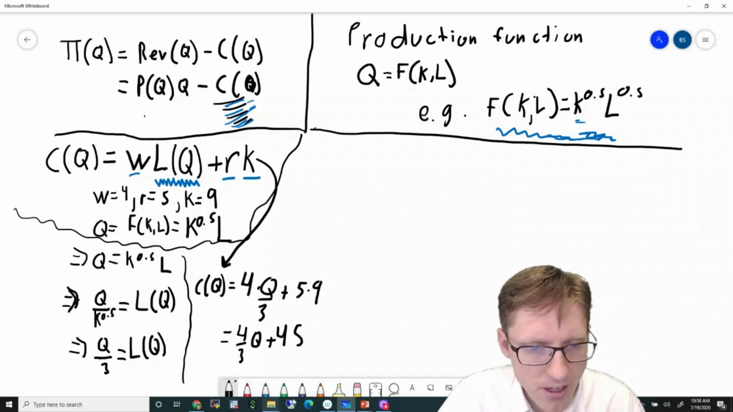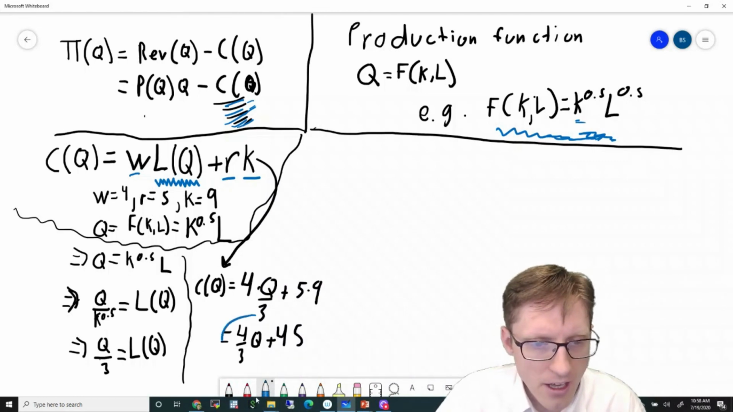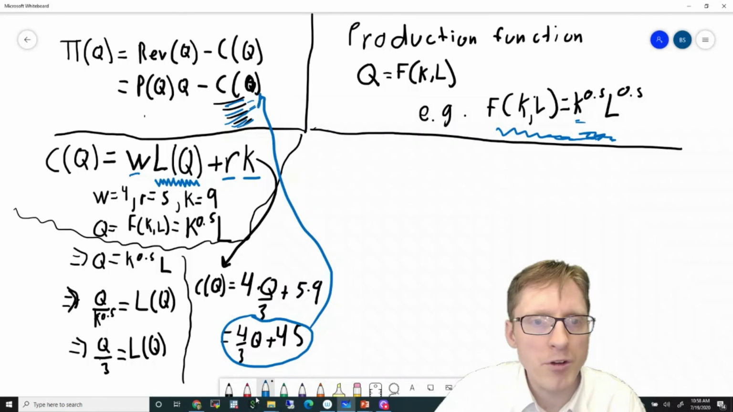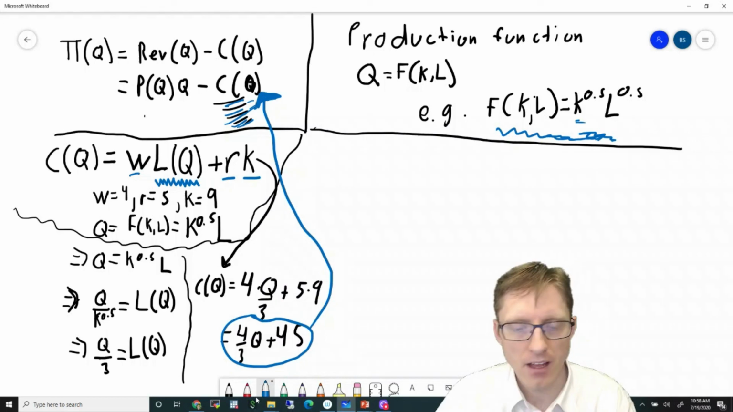Okay, so for the short run problem, where capital is fixed in the short run, we've now derived this cost function. This cost function is what we could plug in here when we're trying to solve the firm's profit maximization problem.